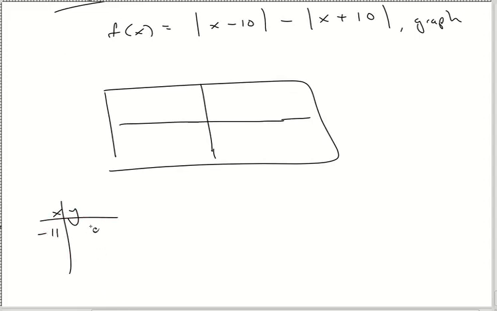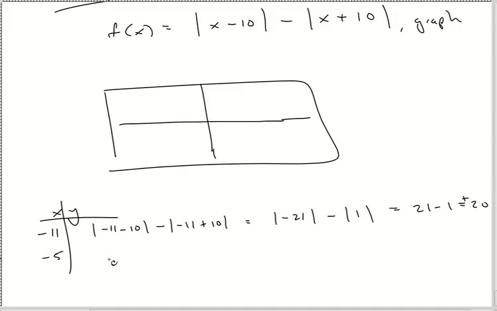Negative 11. So I've got negative 11 minus the 10, and then I've got negative 11 plus the 10, and I'm just plugging that into the original here. I have absolute value of negative 21 minus the absolute value of 1. And so I got 21 minus 1 is a 20. Positive 20. Okay. And I'm going to do this again for all these next numbers.